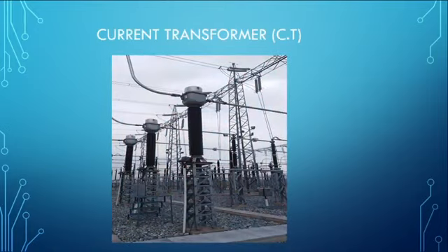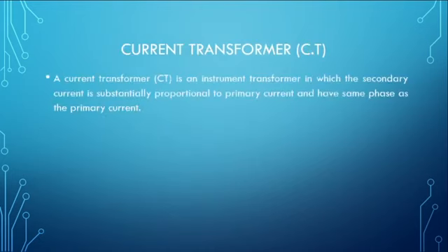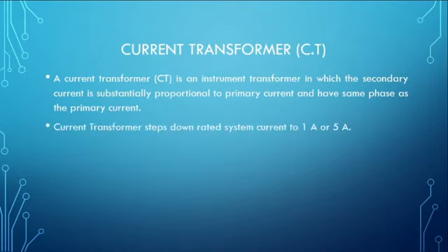Another important component is current transformer, commonly known as CT. A current transformer is an instrument transformer in which the secondary current is substantially proportional to primary current and has the same phase as the primary current. A CT operates just like any other transformer. Current transformer steps down rated system current to 1 ampere or 5 ampere. It is mainly used for metering and protection purposes.